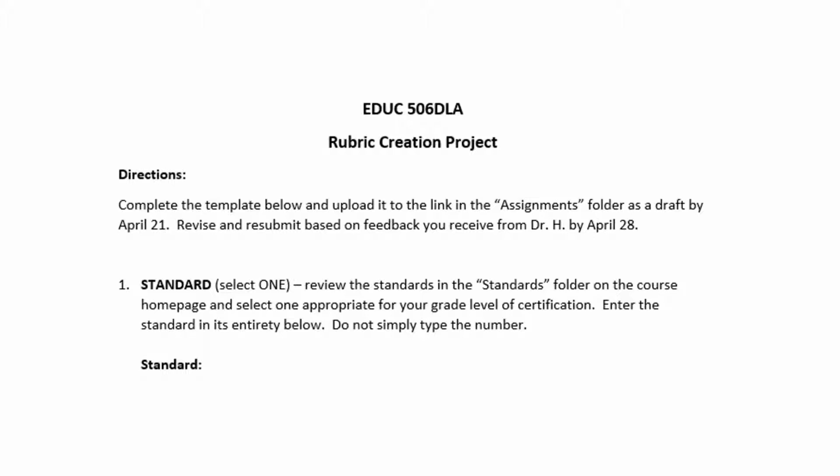So first of all, you need to select a standard. So go back to the standards folder on the course homepage and select one appropriate for your grade level of certification. So if you're early childhood, don't select a high school standard, for example. Then you're going to write the standard, its number, and the entirety of its words below. Don't simply type the number because I have to be able to look back and see if your work is aligned with the standard, and I can't do that if it's just a number.